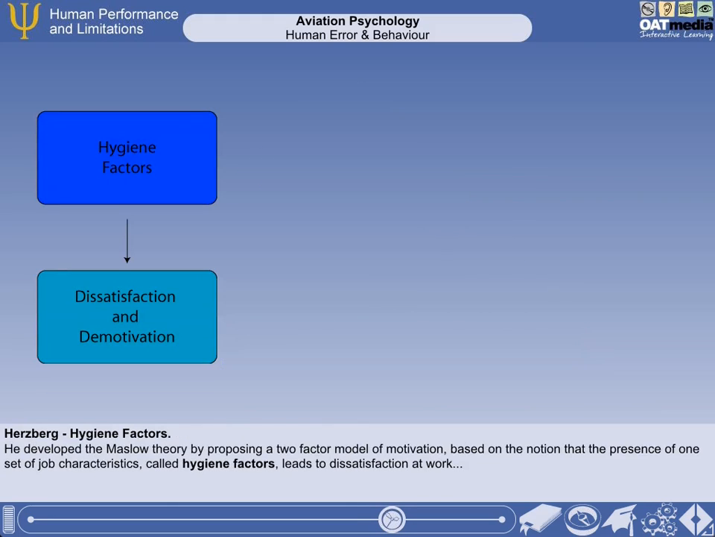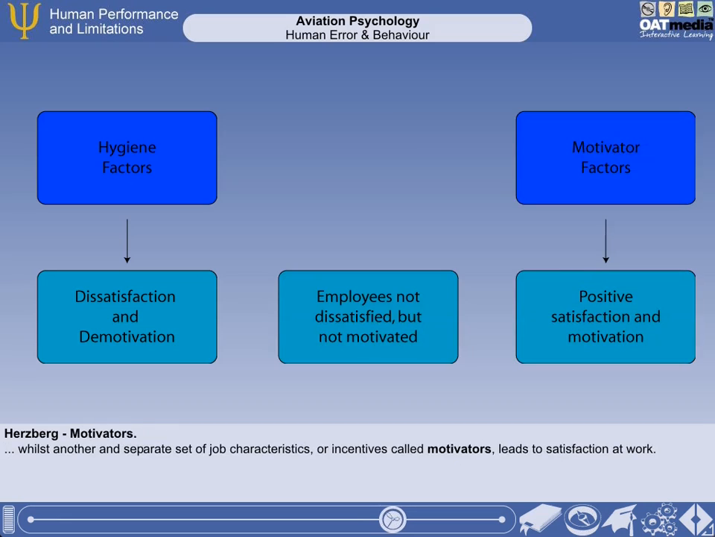He developed the Maslow theory by proposing a two-factor model of motivation, based on the notion that the presence of one set of job characteristics, called hygiene factors, leads to dissatisfaction at work, whilst another and separate set of job characteristics or incentives, called motivators, leads to satisfaction at work.